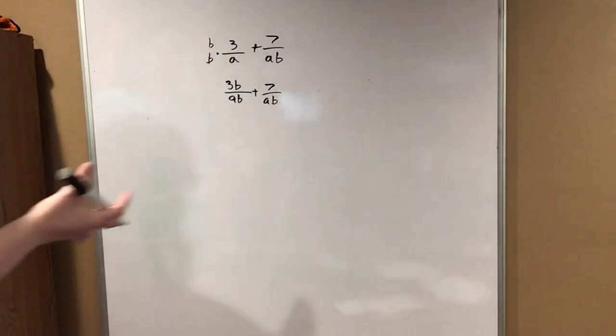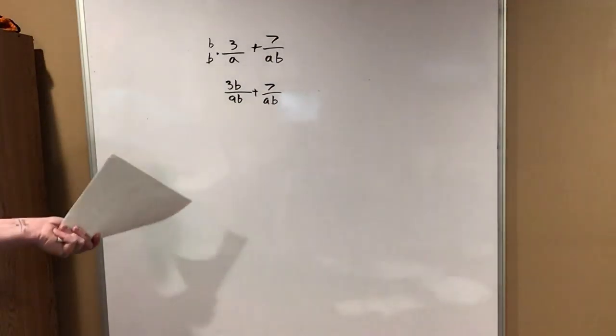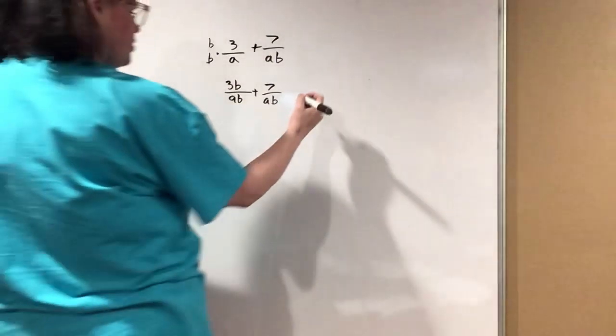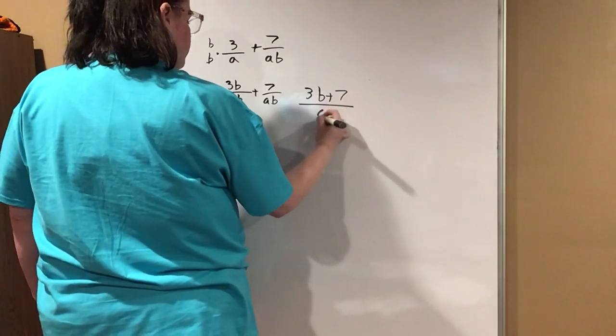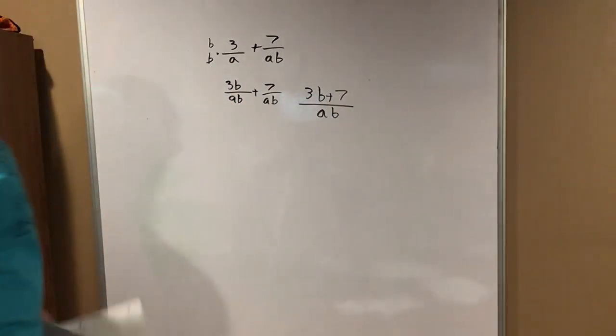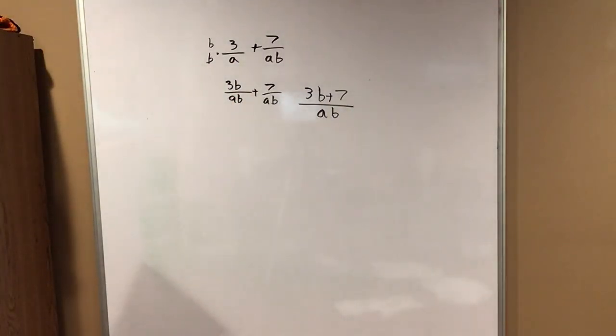Now that I have that, I just add. There's nothing in common to add, so it just becomes 3b plus 7 over ab. And we have just added that.